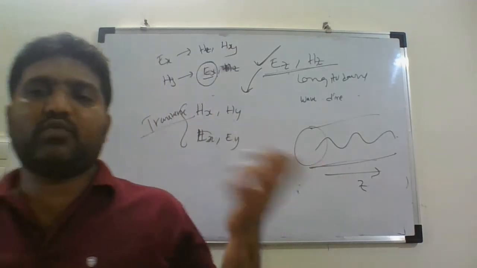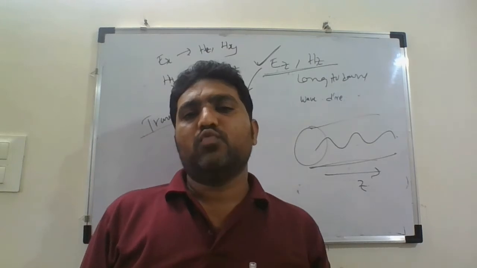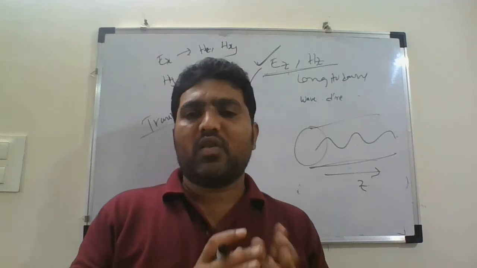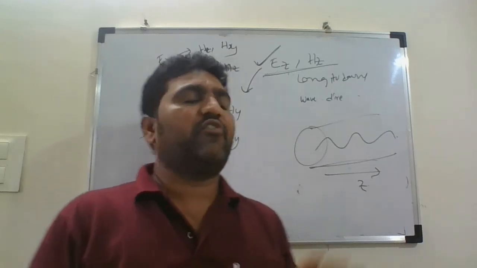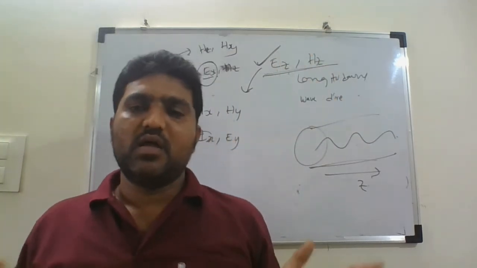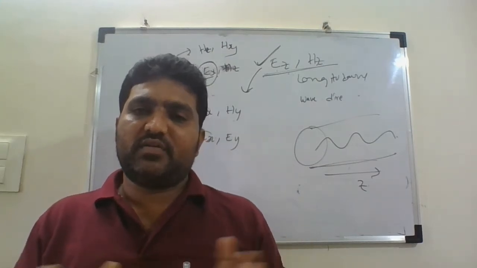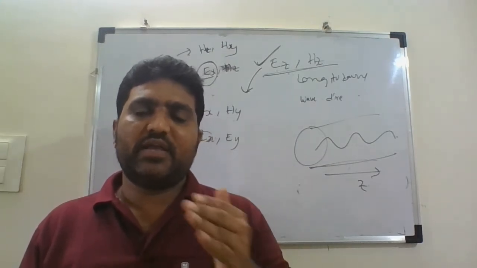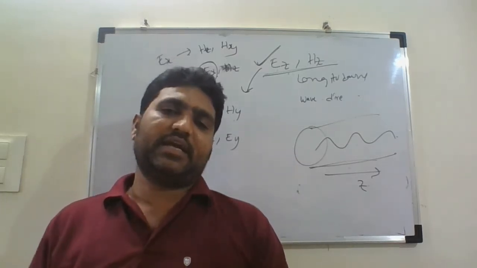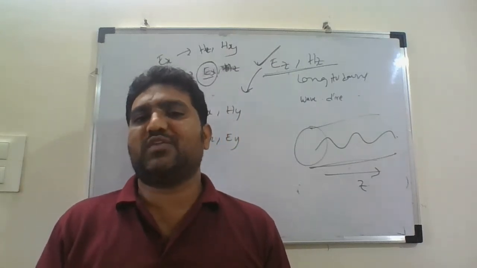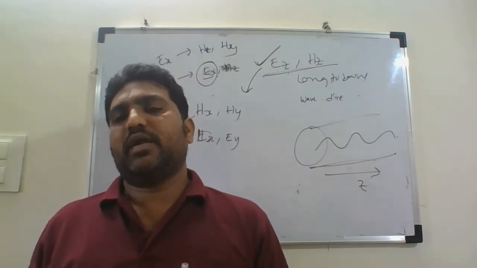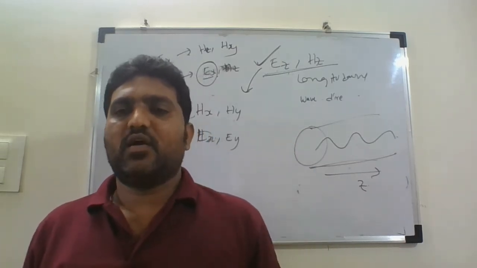By substituting into one another, we now have Hx, Hy, Ex, Ey all expressed only in terms of the longitudinal components, that is Ez and Hz. We have reframed the equations such that Hx, Hy, Ex, Ey are all expressed only in terms of Ez and Hz. Because the general approach that we follow is we first calculate Ez and Hz and then we calculate the remaining terms.